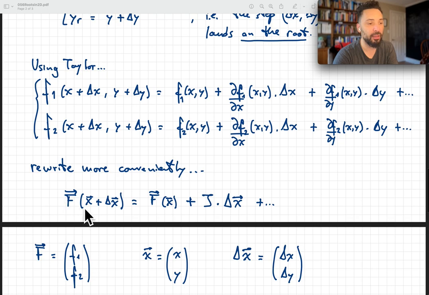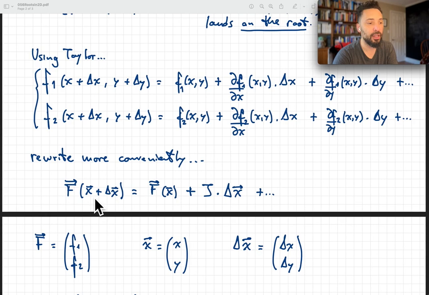So we can rewrite this as a big vector f encoding the two functions f1 and f2 evaluated at the point x plus delta x, where we have encoded the vector x as putting together the values of x and y into a vector, and then we have a delta x that also encodes delta x and delta y into this vector. And so when we add x plus delta x, we add component by component. And so this x plus delta x, of course, just encodes x plus delta x and y plus delta y, which are the arguments of the functions f1 and f2.